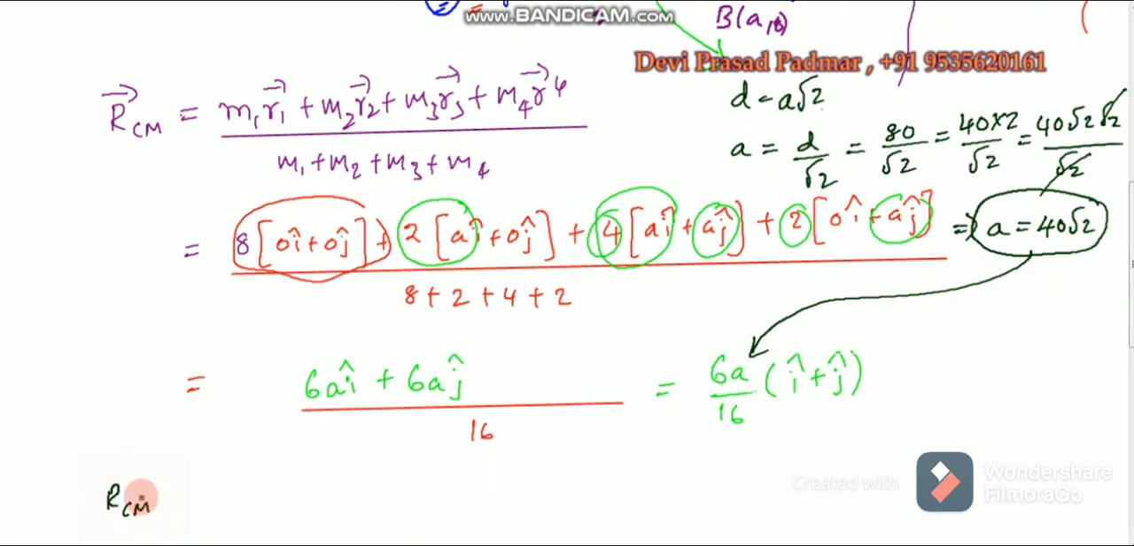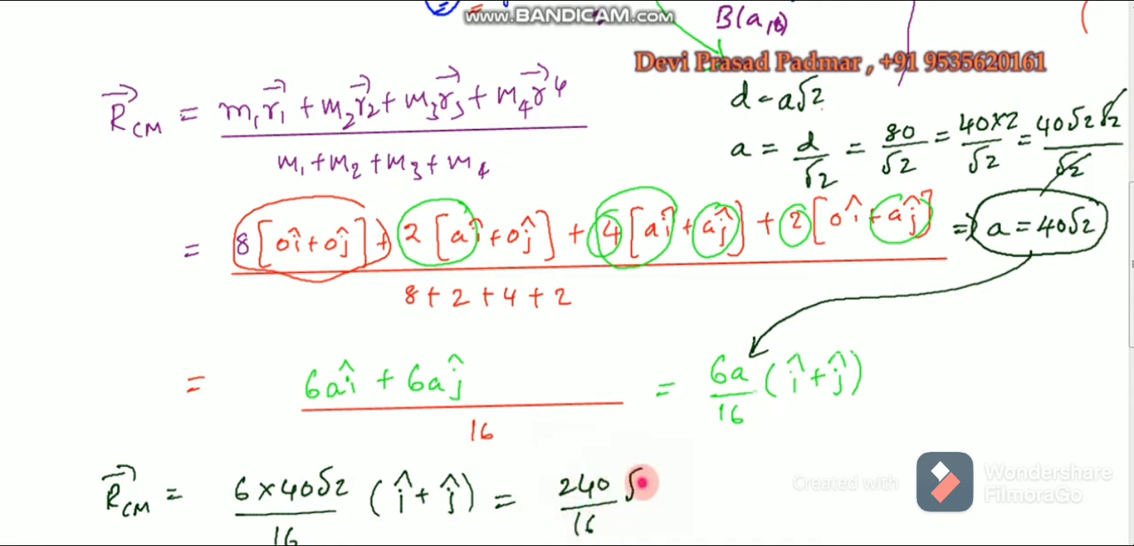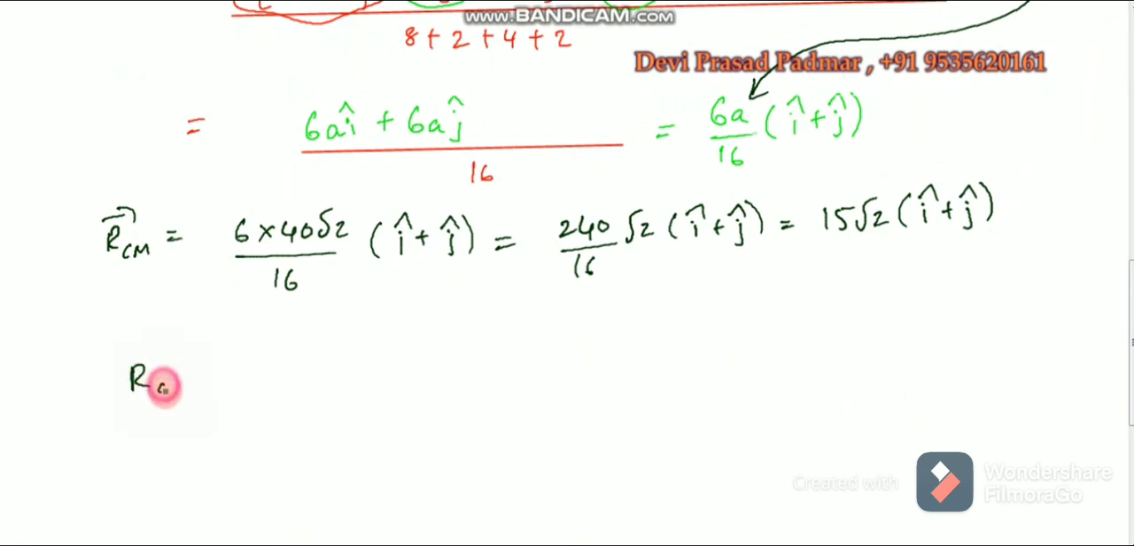Therefore, R_CM is equal to 6 into 40 root 2 divided by 16 into i cap plus j cap. So if you simplify this, 240 by 16 root 2 into i cap plus j cap. So this will be 15 root 2 into i cap plus j cap, right? So we got R_CM, position vector of center of mass, equal to 15 root 2 i cap plus 15 root 2 j cap.